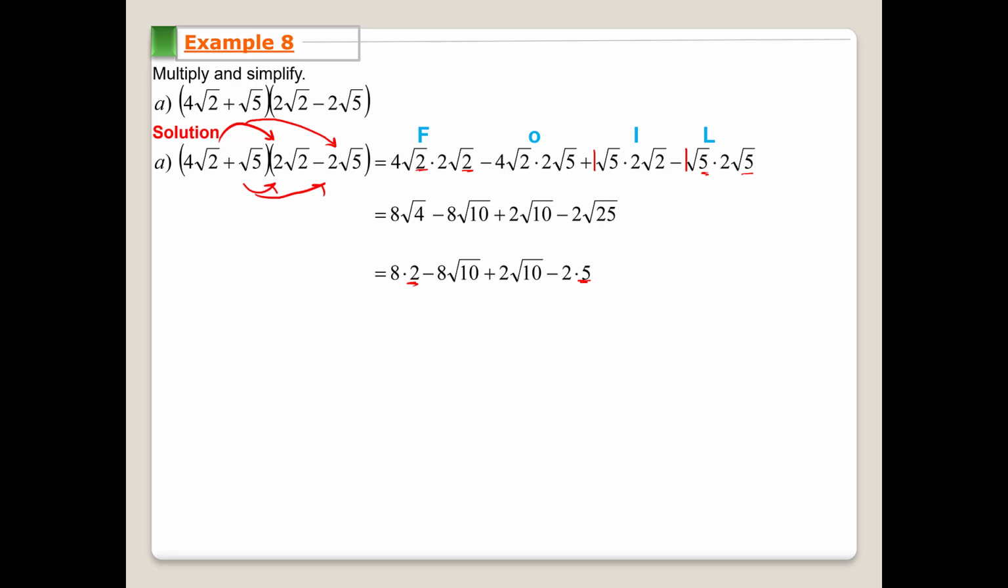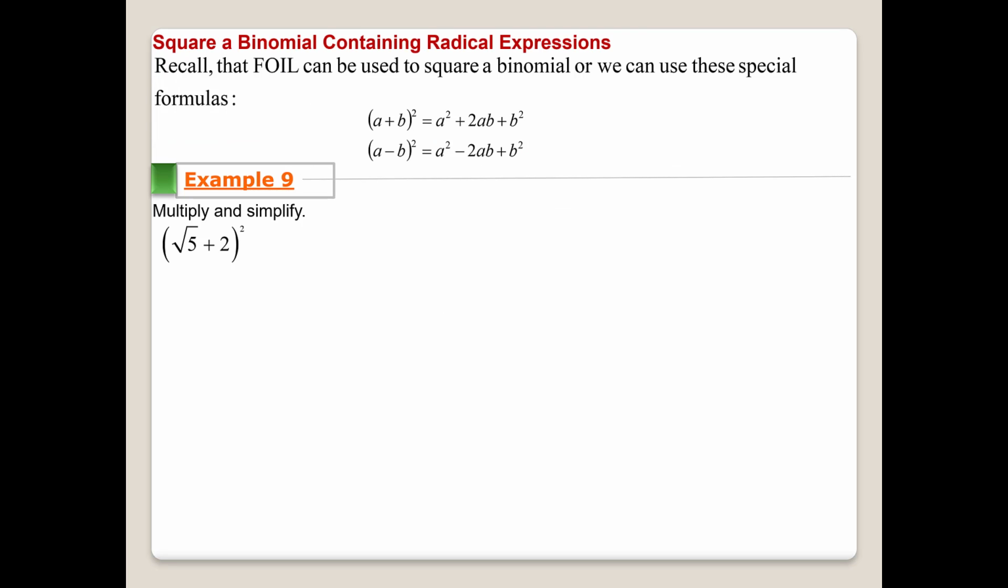So now we can combine those, multiply those together. So we should get, with this, we got 8 times 2, which is 16. And then we got a negative 10. So 16 minus 10 gave us our 6. And then we had a negative 8 plus 2, which was negative 6 square root of 10. Okay? So that's our overall answer for that one.